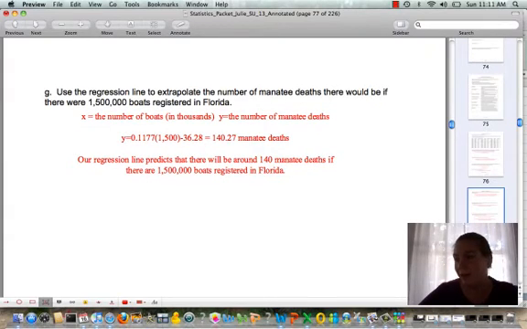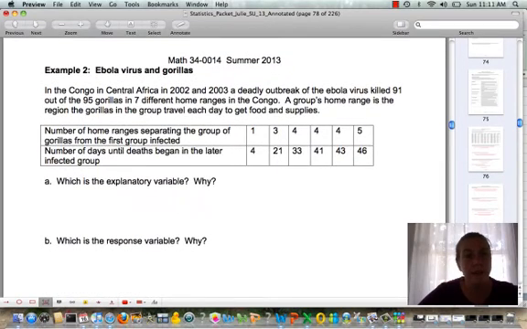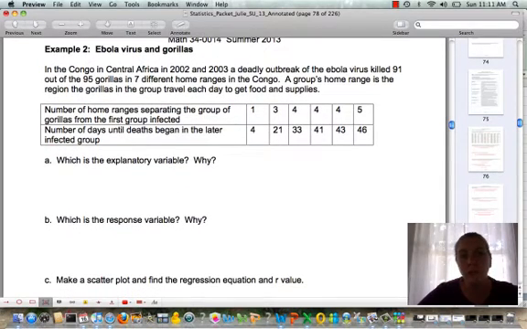Okay, let's go ahead and look at example 2. This is page 78. In example 2, our data talks about the Congo in Central Africa in 2002 and 2003 had a deadly outbreak of the Ebola virus, and it killed 91 out of the 95 gorillas in 7 different home ranges in the Congo.